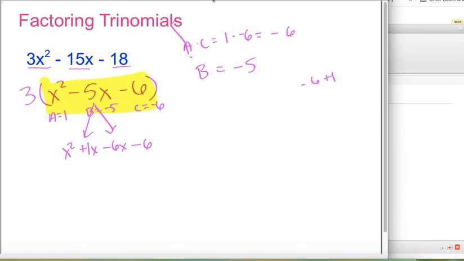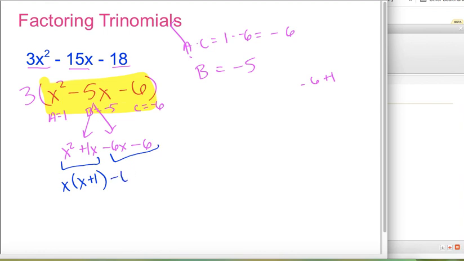Next, I'm going to be factoring out my GCFs. For these two pieces, the GCF is x. Factoring the x out of x squared leaves x. And positive 1x divided by x is positive 1. For the second part, the GCF is a negative 6. Negative 6x divided by negative 6 leaves x, and negative 6 divided by negative 6 leaves a positive 1. Those binomials match, so we feel good about that.